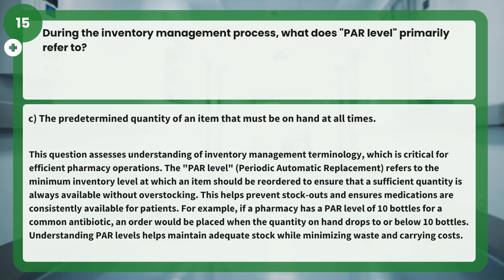This question assesses understanding of inventory management terminology, which is critical for efficient pharmacy operations. The PAR level, periodic automatic replacement, refers to the minimum inventory level at which an item should be reordered to ensure that a sufficient quantity is always available without overstocking. This helps prevent stockouts and ensures medications are consistently available for patients. For example, if a pharmacy has a PAR level of 10 bottles for a common antibiotic, an order would be placed when the quantity on hand drops to or below 10 bottles. Understanding PAR levels helps maintain adequate stock while minimizing waste and carrying costs.